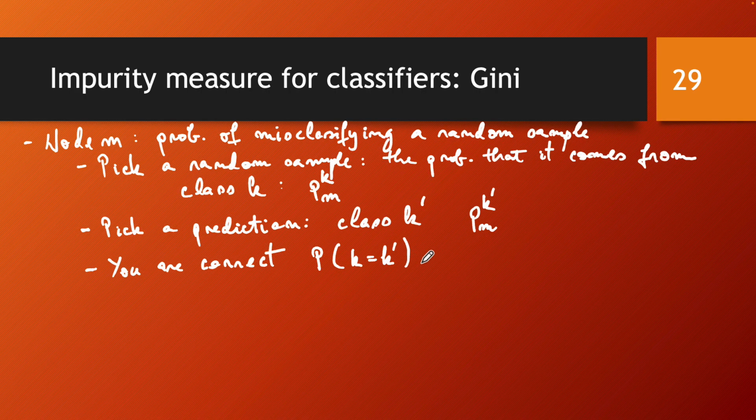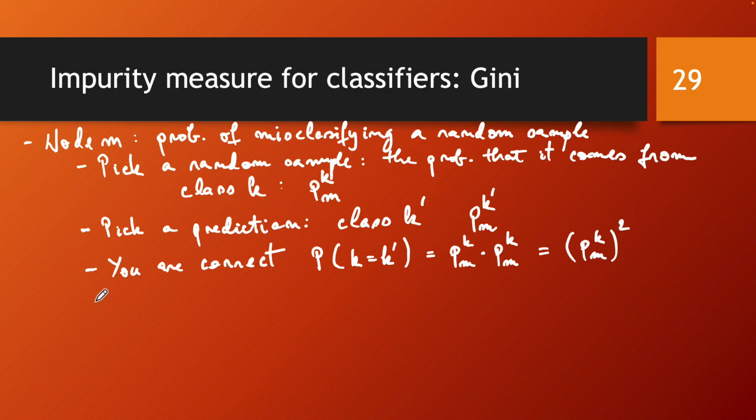And because these two picks are random and independent of each other, that's going to be exactly the probability for the first pick times the probability for the second pick. And now I'm not writing K prime, but I'm writing K because it's exactly the probability for K equal K prime. So that altogether gives us that the probability that I'm correct in giving a random prediction to a random sample is exactly PMK squared.